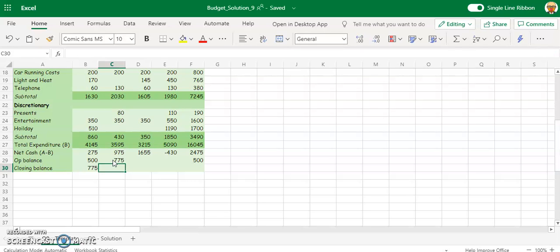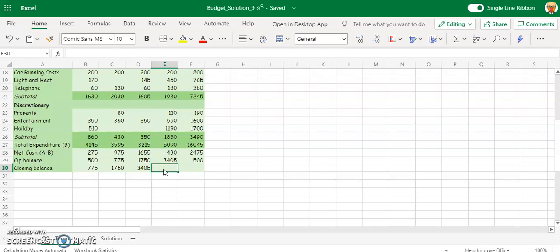Closing cash is net cash plus opening cash. So 975 plus 775 is 1,770. Closing cash for one month is the opening cash for the next month. So for March, your closing cash is your net cash plus your opening cash. So net cash is 1,655 plus 1,770, and 3,405 is our closing cash.